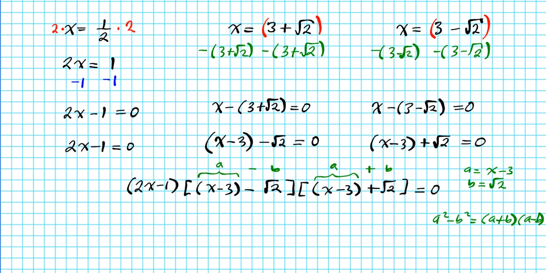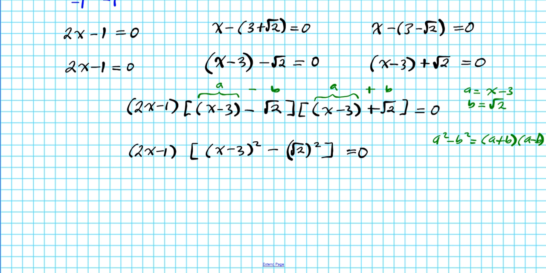Okay, now let's go ahead and do it. We will now have 2x minus 1 times a squared is the quantity x minus 3 squared minus b squared, which is root 2 squared. That's the condensed form of the sum and difference of two terms, the product of two terms, okay? So set that equal to 0.